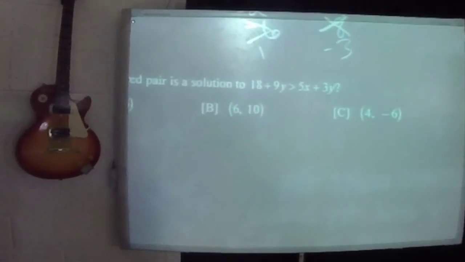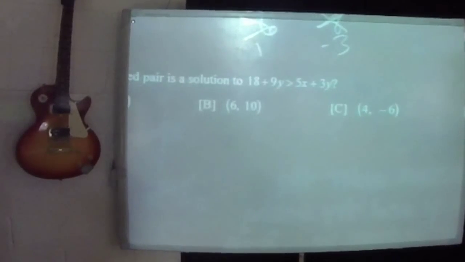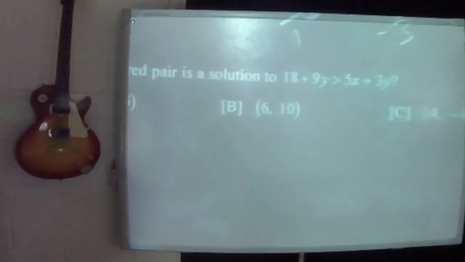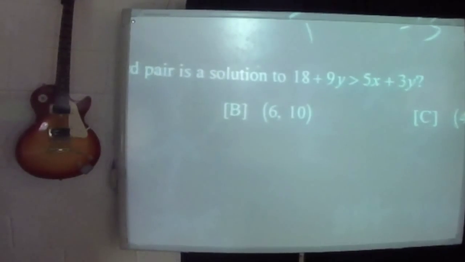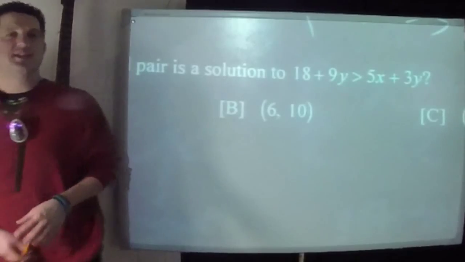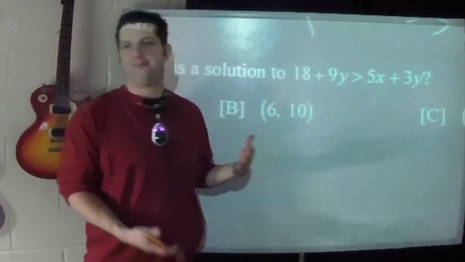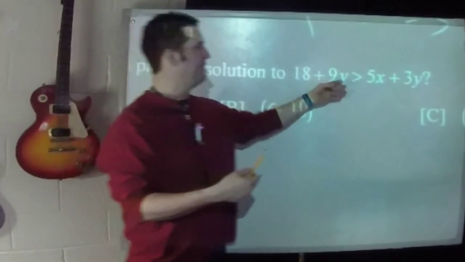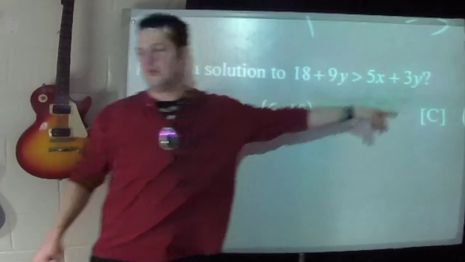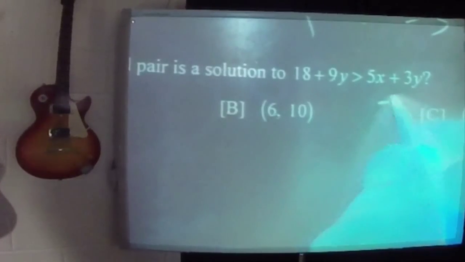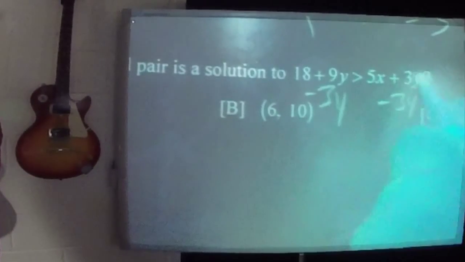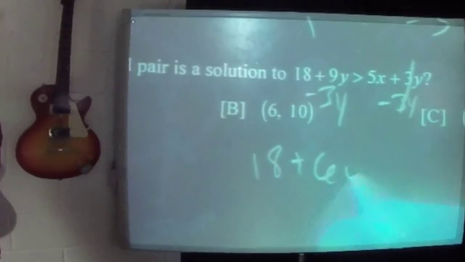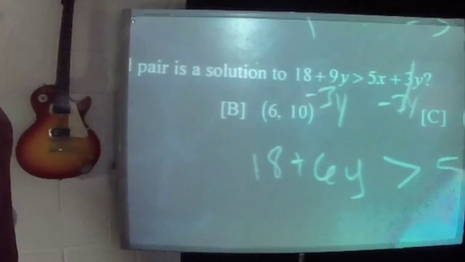And the last one. Why is this one different? Yeah, because we have y's on both sides, right? So let's get them together. Which way do we want the y's to come? To the left. We want them to end up over here. So that's the one we want to move, right? So minus 3y, and you get 18 plus 6y is greater than 5x.